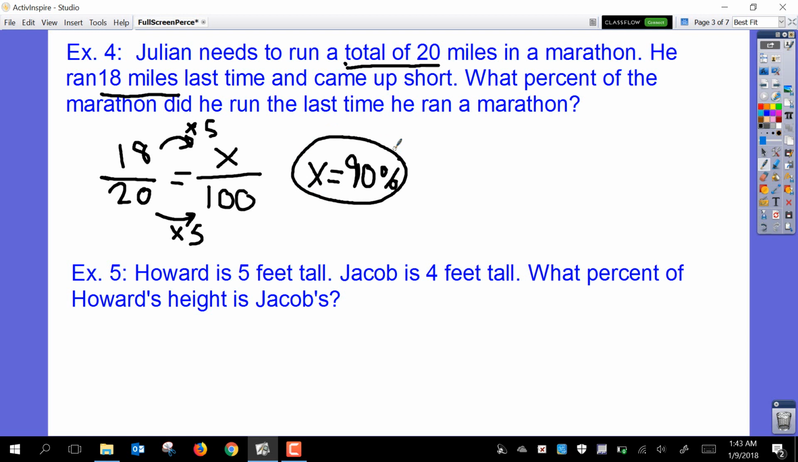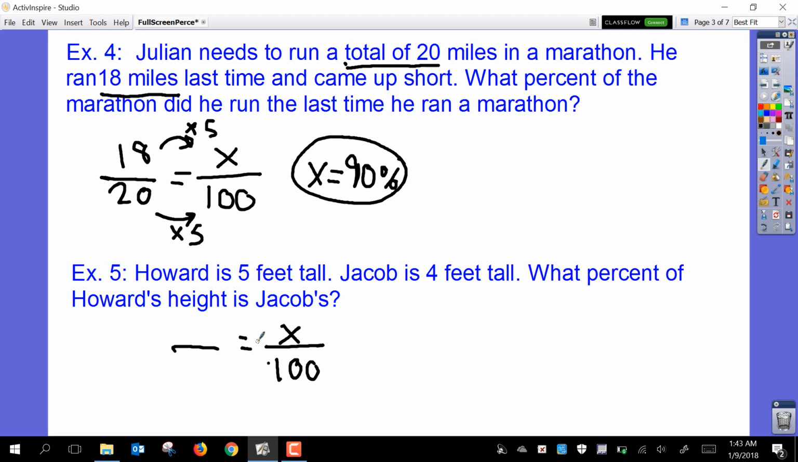Okay, let's go ahead and try one more now. Another word problem. Howard is 5 feet tall. Jacob is 4 feet tall. What percent of Howard's height is Jacob's? Okay, so let me set up my proportion. 100. The percent is what I'm trying to figure out, so I'm going to put an X there.